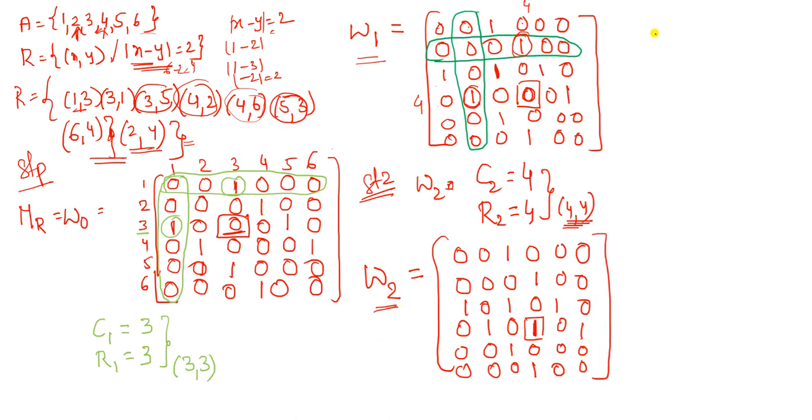Okay. And next, third step, what do we have to do? Third step, we have to check third row, third column. That means we need to find out W3 from W2. For this, what do we have to check? W3 means third row, third column. Okay. This is third row and this is third column. Now check where the ones are.